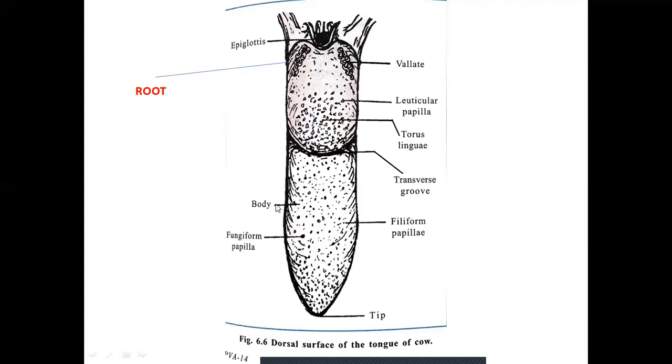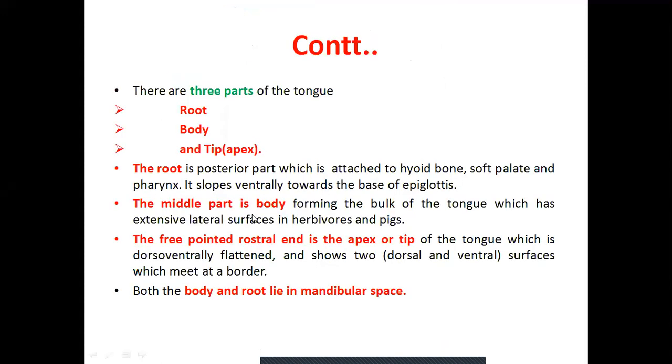Now this middle muscular part, this entire part, is the body, and the anterior-most conical part is the tip. The middle part, the body, forms most of the tongue. The body is the bulk of the tongue, which has an extensive lateral surface along with the dorsal and ventral surfaces. The three-pointed anterior-most part of the tongue is called the tip of the tongue. It is dorsoventrally flattened.